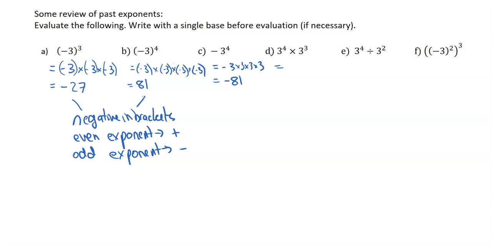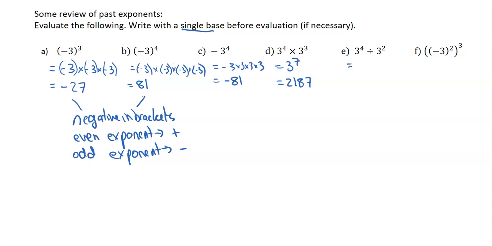In the next case, we'll name this rule in a minute, but you might remember that if you have the same base, you can add the exponents. And so in this case, we say it's 3 to the power of 7, which is 2,187. Notice it said to write as a single base before evaluation, so that's what we did there.